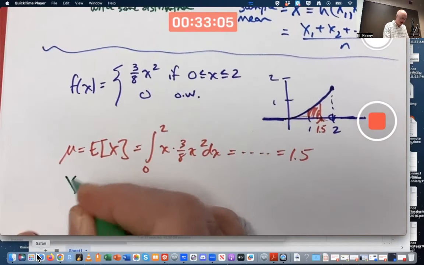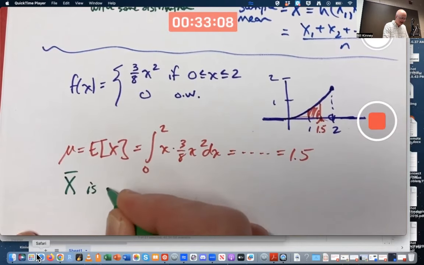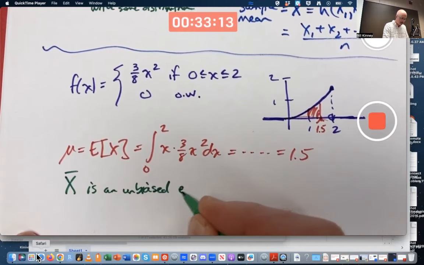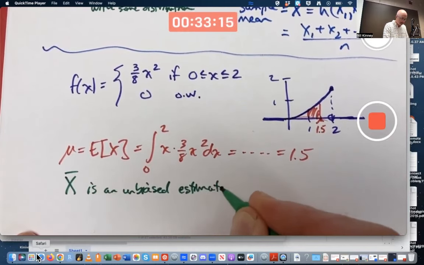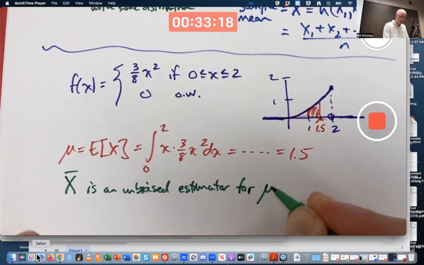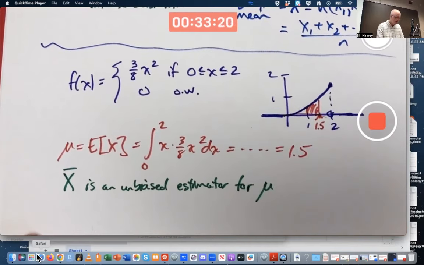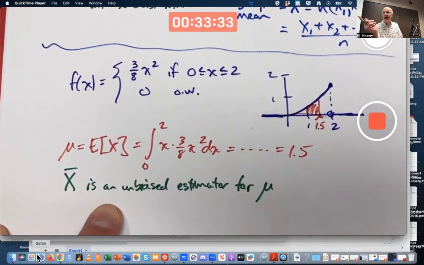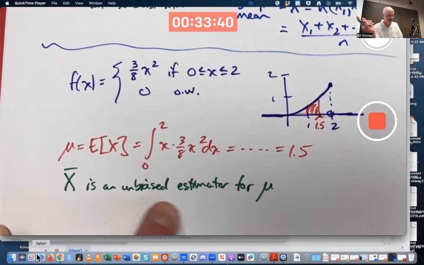This is very important. Capital X bar is an unbiased estimator for mu. Each word there is important, and each symbol. Capital X bar, our statistic, the sample mean, is, yes, that's important, and yes, that's important, an unbiased estimator, as opposed to the, because there could be other unbiased estimators as well. An unbiased estimator for mu.